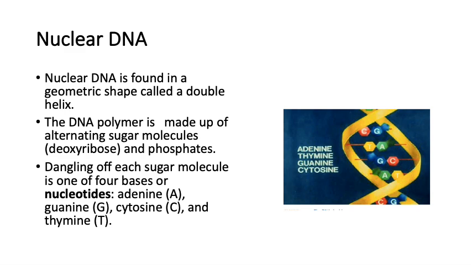Nuclear DNA is found in a geometric shape called a double helix. A helix is a spiral-shaped object. DNA looks like two helices that wrap around each other. Consider a ladder made up of two poles held together by a series of rungs.